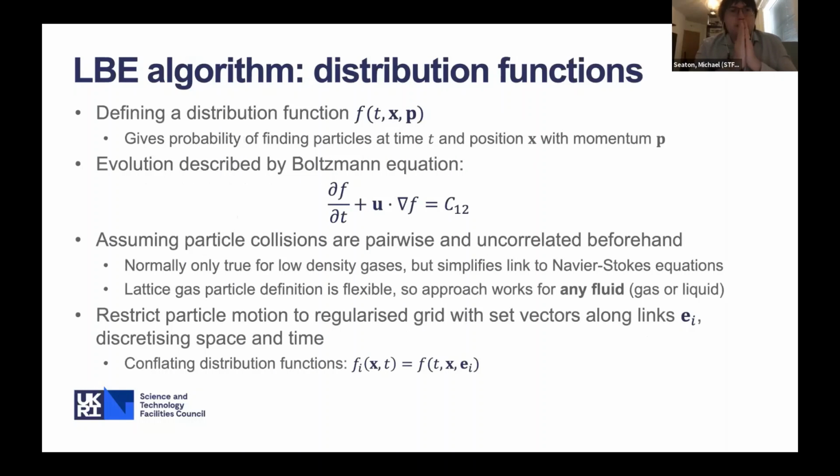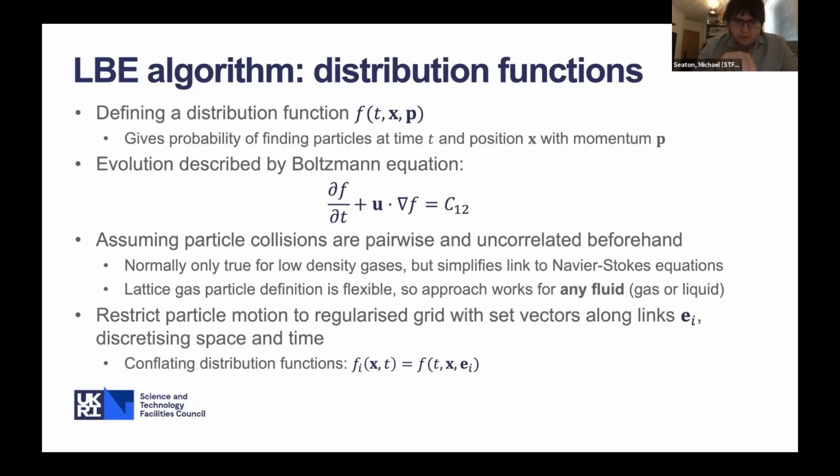So the way Lattice Boltzmann works, we're going to define something called a distribution function, which is a function of time and position and holding a particular momentum. This is the probability of finding particles at that time and position with that momentum. Now, the evolution of that distribution function is given by the Boltzmann equation, and I'm showing a very simplified version of it here.